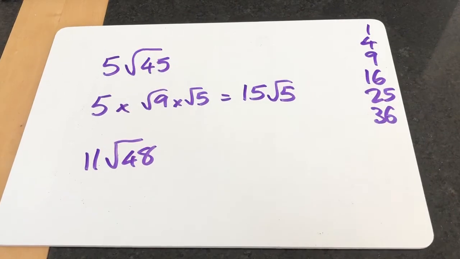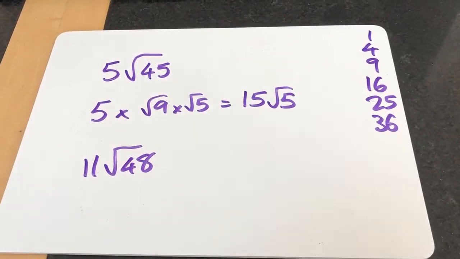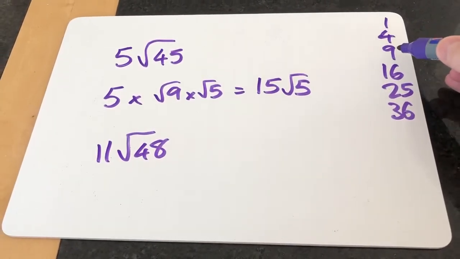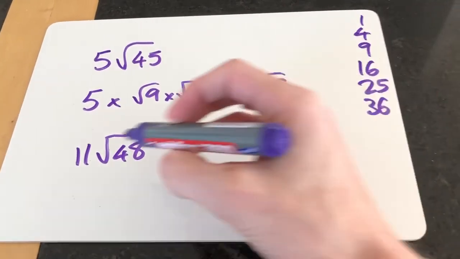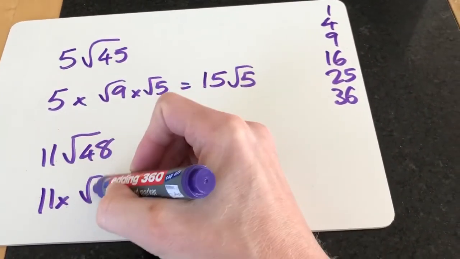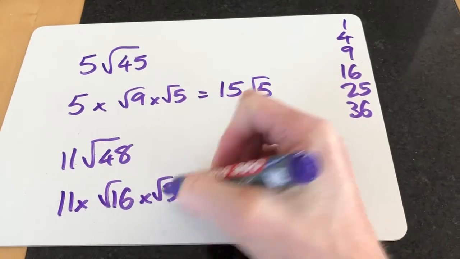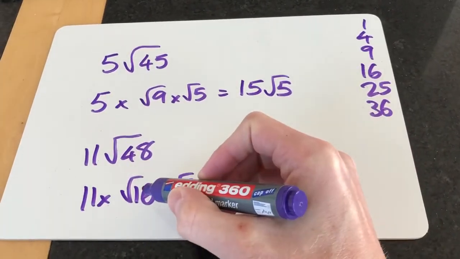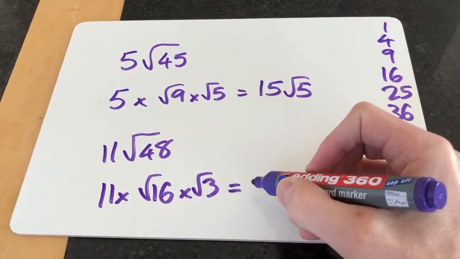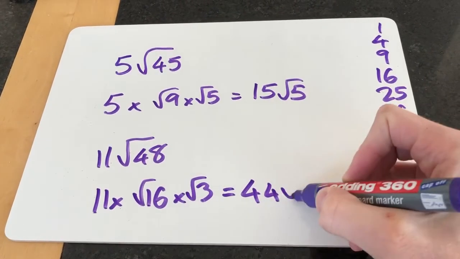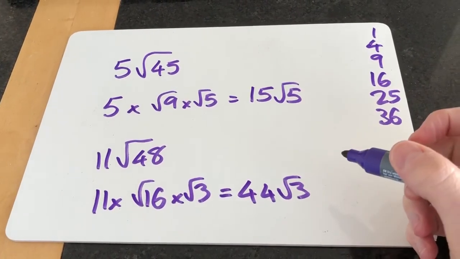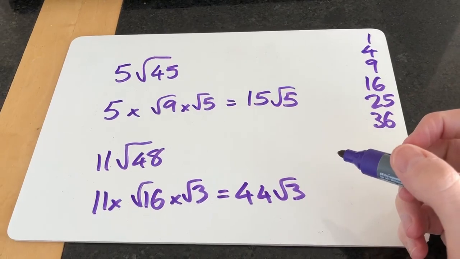Okay, so biggest square number that goes into 48. 4 does, but 16 is bigger than that, so we're going to use that. So it goes in 3 times. Now root 16 is 4. 4 times 11, 44. So 44 root 3 is your answer. Okay? Right, give me a shout if that still doesn't make sense.